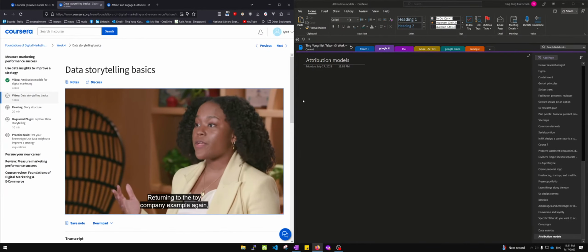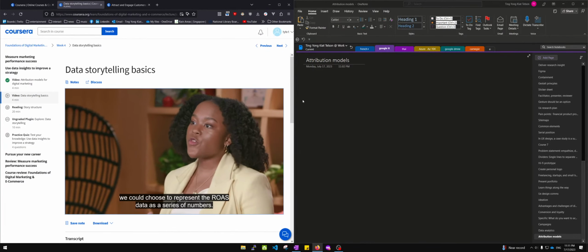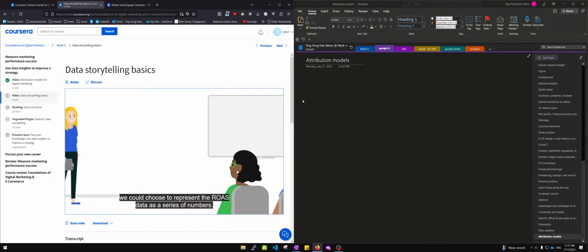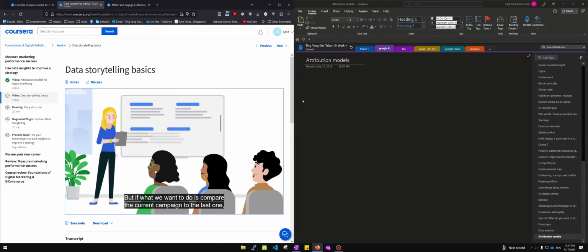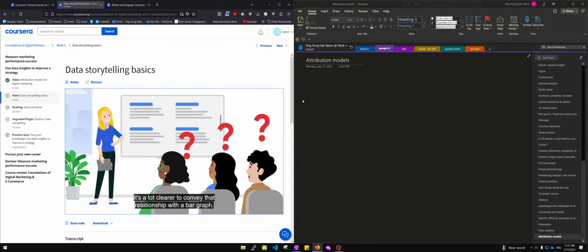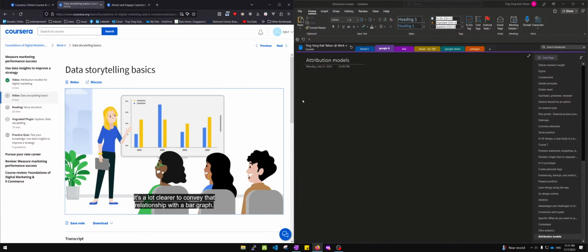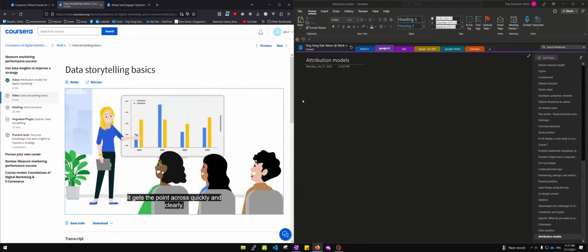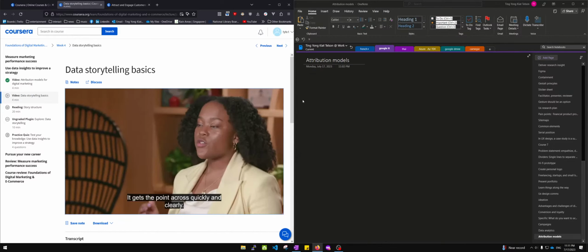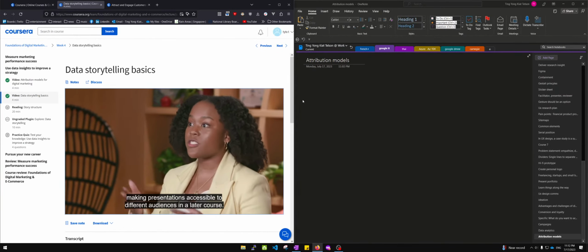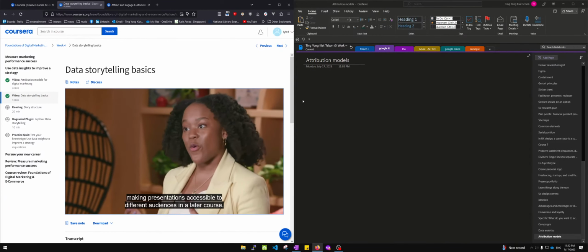Returning to the toy company example again, we could choose to represent the ROAS data as a series of numbers. But if what we want to do is compare the current campaign to the last one, it's a lot clearer to convey that relationship with a bar graph. It gets the point across quickly and clearly. You'll learn more about visualizing data and making presentations accessible to different audiences in a later course.